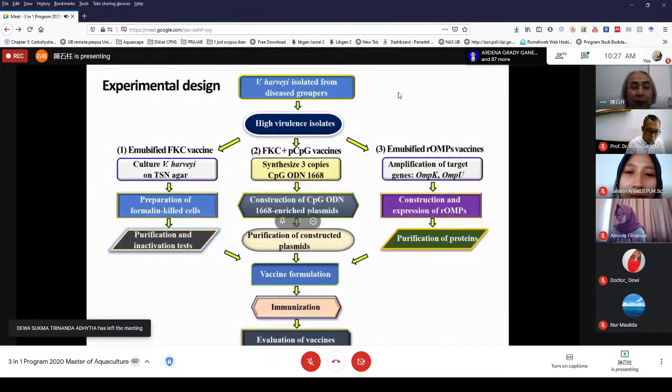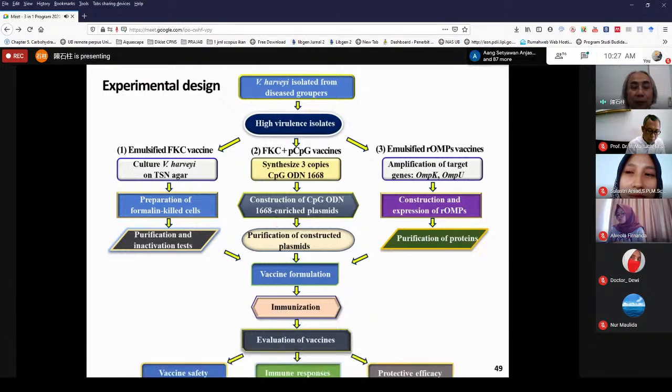Okay, before you vaccinate the fish, you should do what we call a safety test. You should inject a small amount into the fish to make sure they don't have a side effect. After that, you can go to the next step, the vaccination efficacy, and check the antibody titer or immune response, to make sure they have protective efficacy.